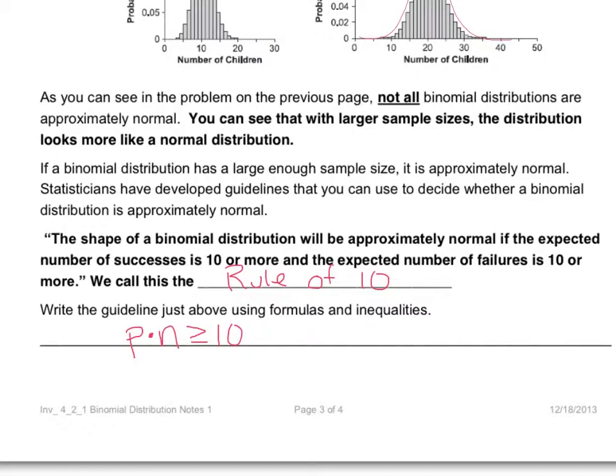But also, don't forget here, for a distribution to be approximately normal, the expected number of failures needs to be 10 or more. So if I remember right, we define that as 1 minus the probability of success. Remember, the probability here is always expressed as a decimal. So that's why we're using 1 to represent 100%. Multiply that times n. That also needs to be greater than or equal to 10. So in the next video here, we're going to practice a little bit.